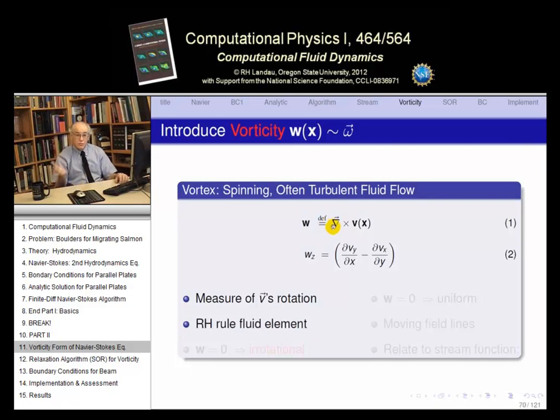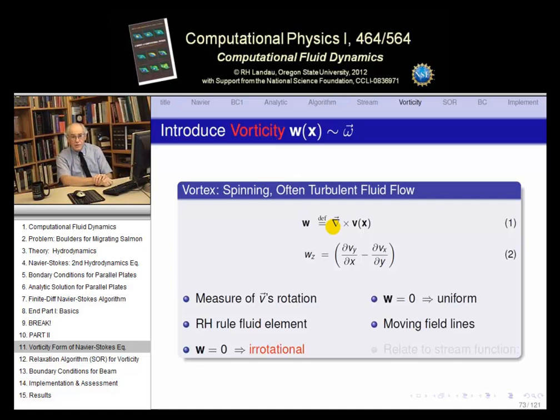We use a right-hand rule, so if it's curling this way, your thumb points in the direction of W. If W is equal to zero, then we have what's called irrotational flow. So we defined irrotational flow as laminar flow previously. Mathematically, now we could say what we mean by laminar flow is flow for which W, flow for which the curl of the velocity is equal to zero. Okay, the velocity is not curling. So that's what we call uniform flow.